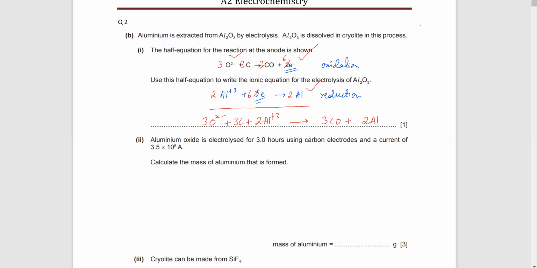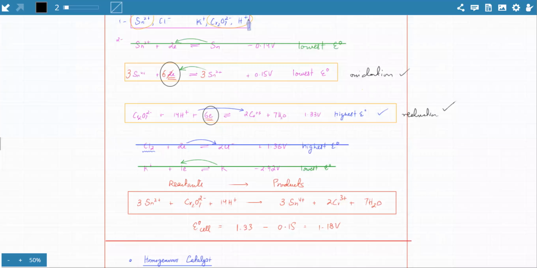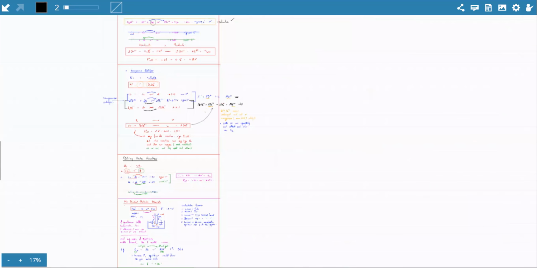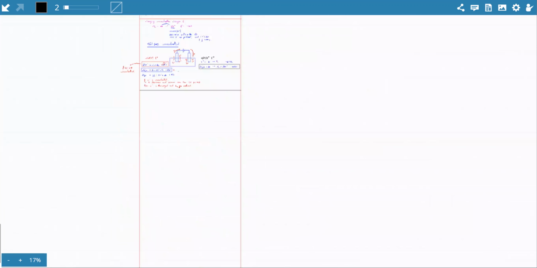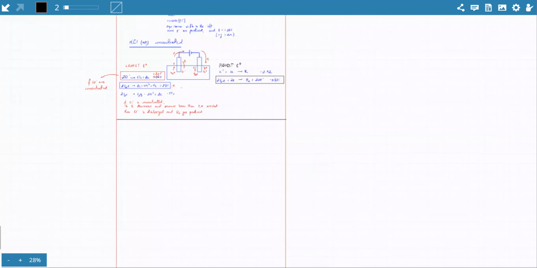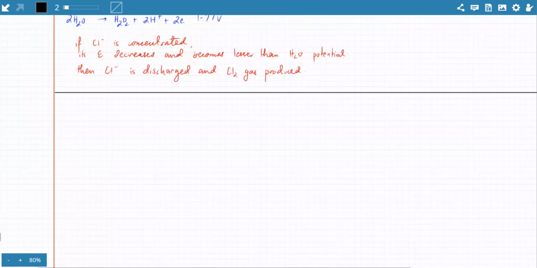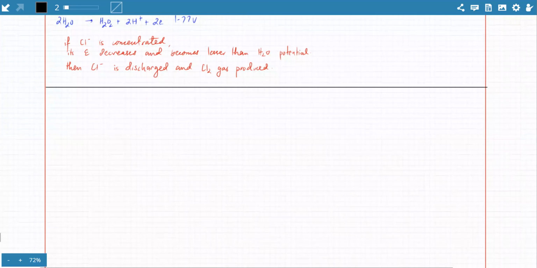Now, one thing that we did not do when we were doing electrochemistry, and that is... I'll clear this one, last one. Sarah? Yeah, sir.